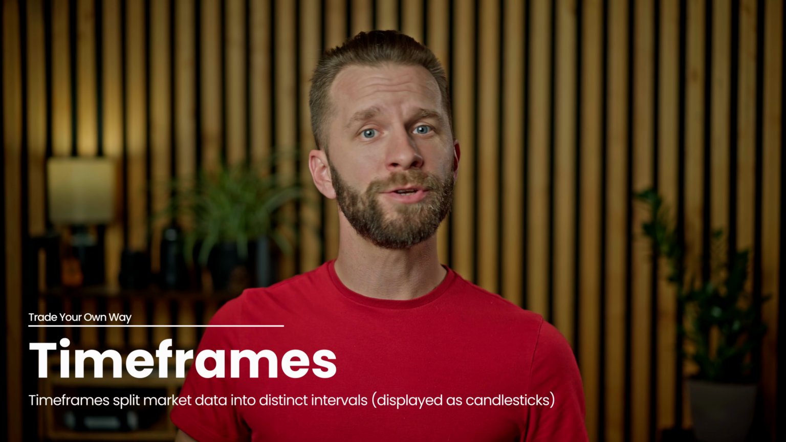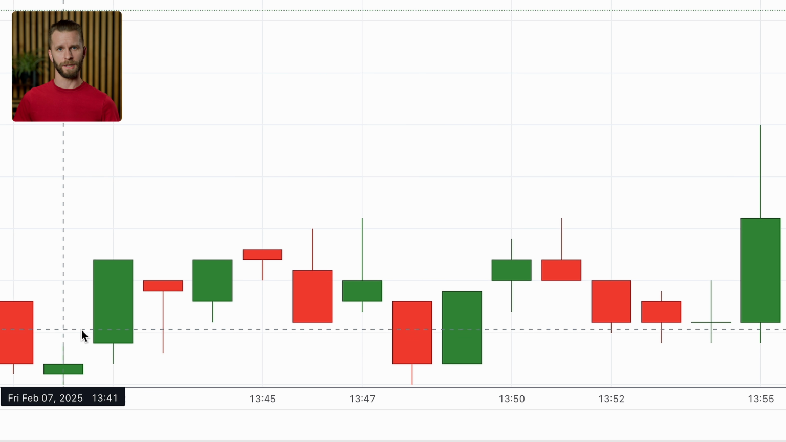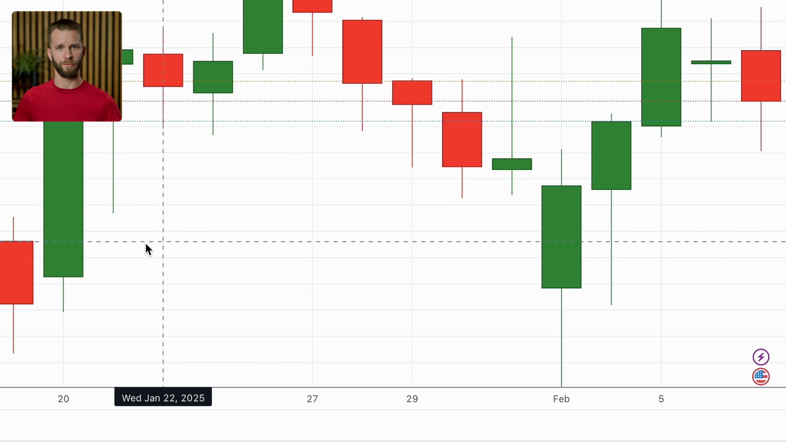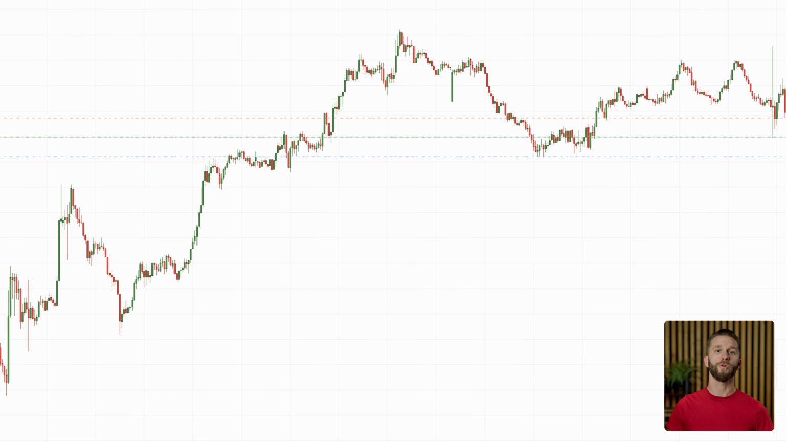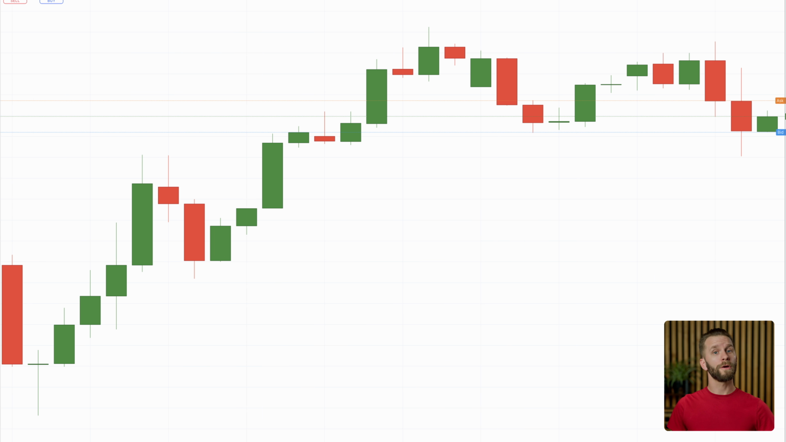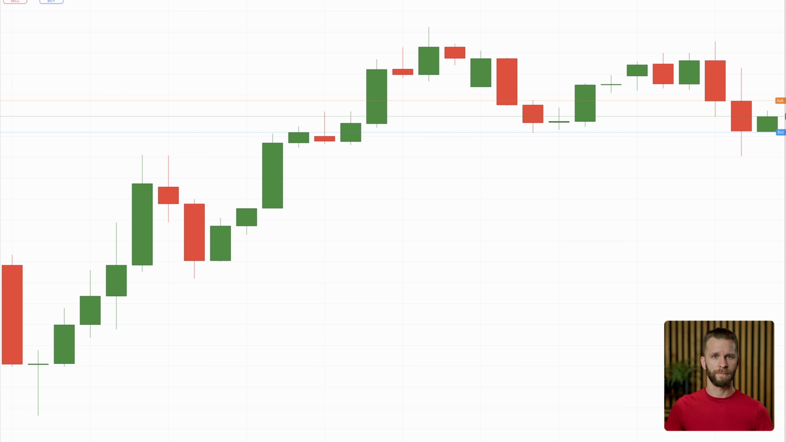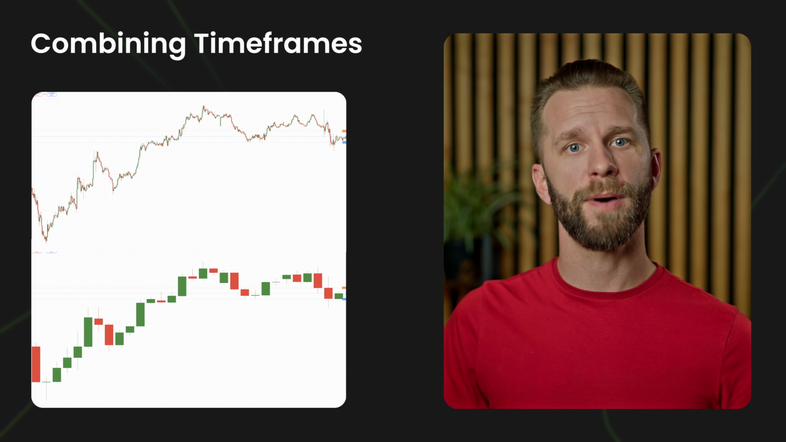Timeframes split market data into distinct intervals, defining how much price movement each candlestick represents. For example, on a 1-minute chart, every candle shows what happened in that single minute. On a 1-day chart, every candle shows a full day of price movement. Shorter time frames reveal a lot of detail, but also show more rapid ups and downs. Longer time frames show you a broader view of where prices have been heading over time. By looking at more than one time frame, you can understand both the overall direction of the market and the short-term changes.